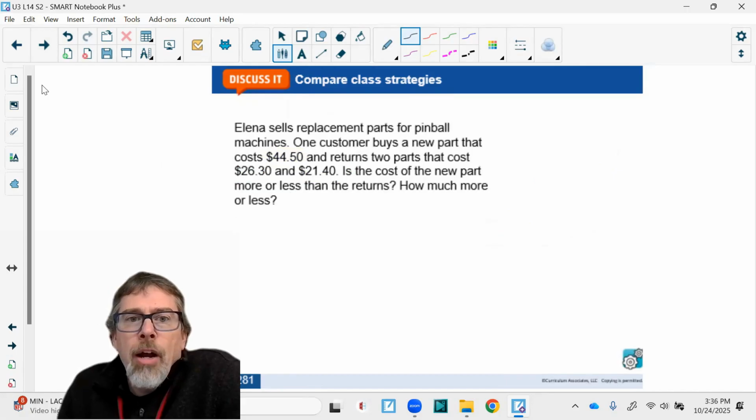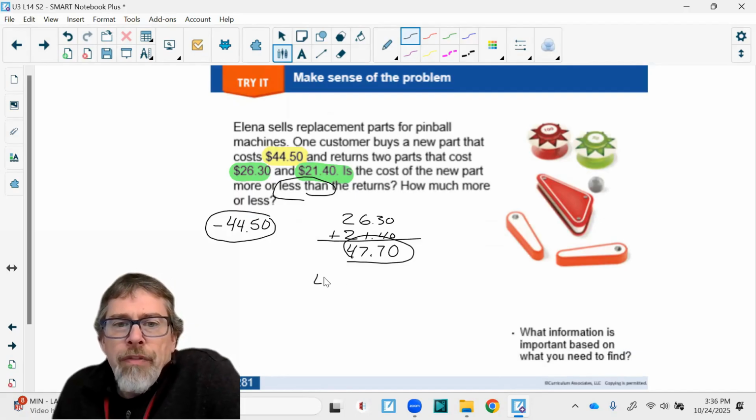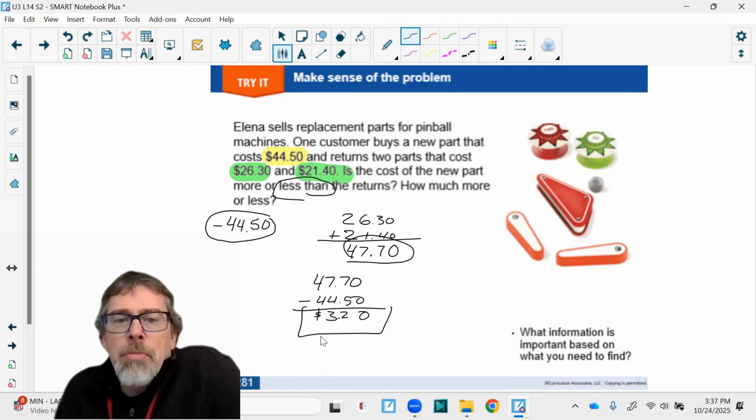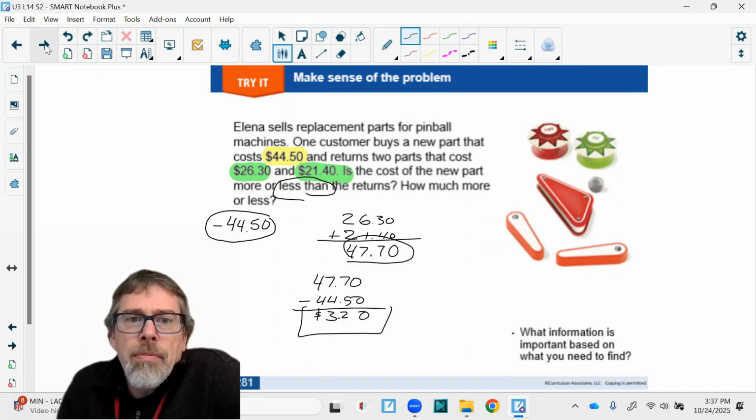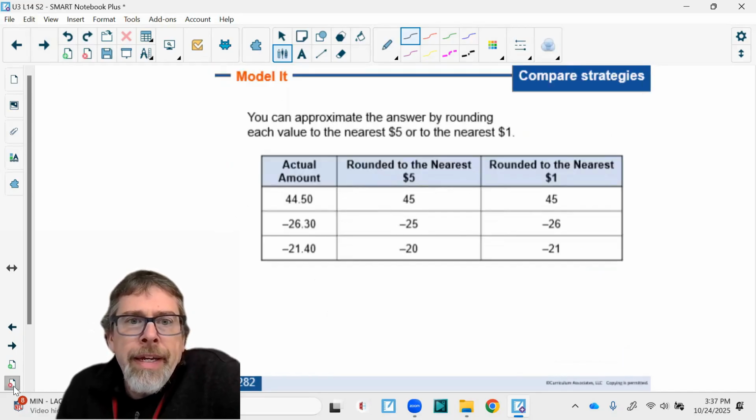And now it says how much more or less. I didn't answer that part. My apologies. How much more or less? Well, then we get $47.70 subtract $44.50, and I get a difference of $3.20. That's a $3.20 credit. Oops, so it wouldn't be negative, it's positive. Spending's negative, returning's a positive. This is a duplicate, so I don't need that.